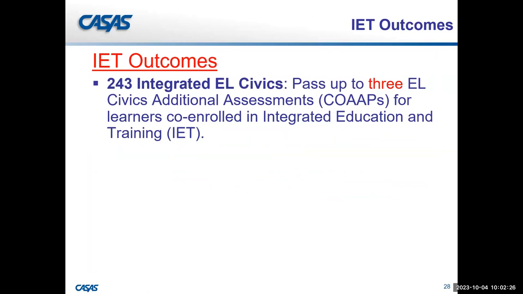Okay, and then IET outcomes. Same thing as what we just talked about for the 243 SODs, but it also is referring to those that are enrolled in IET or integrated education and training. That's a checkbox you need to check at the class or student level. You're just going to know that that has to happen.